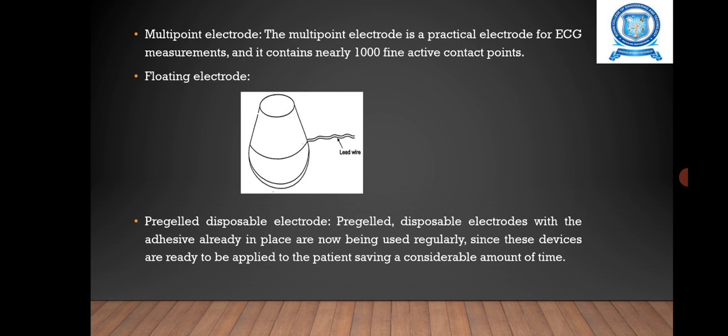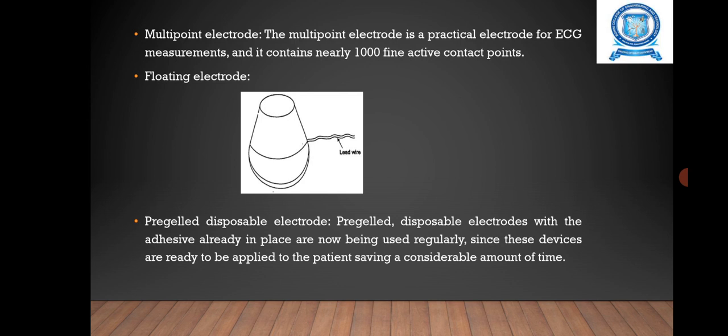The next one is the floating electrode. The metal does not contact the subject directly. The contact is made through an electrolyte bridge. By means of this electrode, movement artifact is eliminated. This is called a liquid junction electrode. The last one is the pre-gelled disposable electrode. These are disposable electrodes with the adhesive already in place, now being used regularly. Since these devices are ready to be applied to the patient, they save a considerable amount of time.